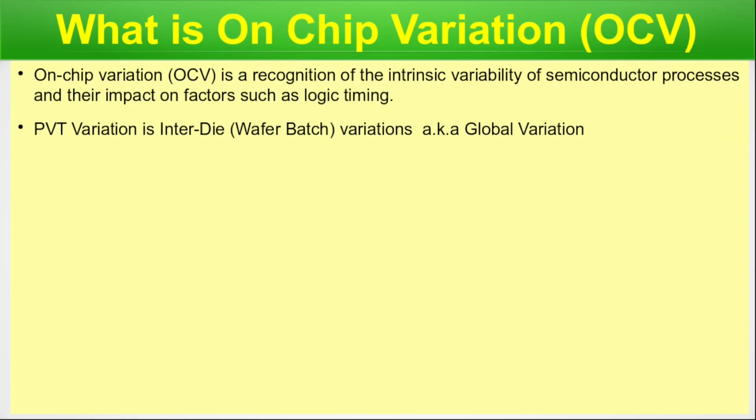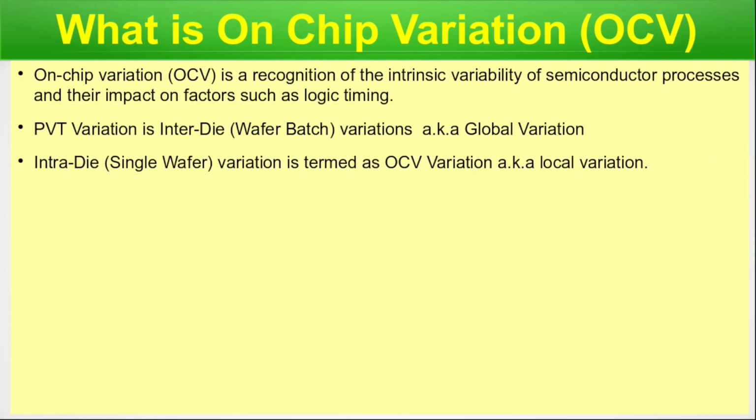Next, PVT variation is inter-die, also known as global variation. We have already discussed the PVT variation in the STA episode. Why did I keep this? Because there is a striking difference between the PVT variation and the on-chip variation. Intra-die, that is single wafer variation, is termed as the OCV variation, also known as the local variation. The on-chip variation is intra-die, that is within a single wafer, and is all about the spatial distribution of the variants.